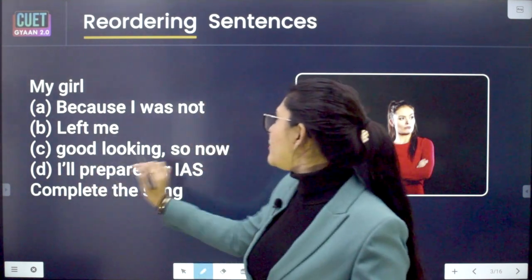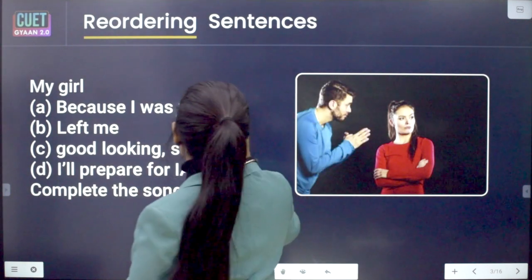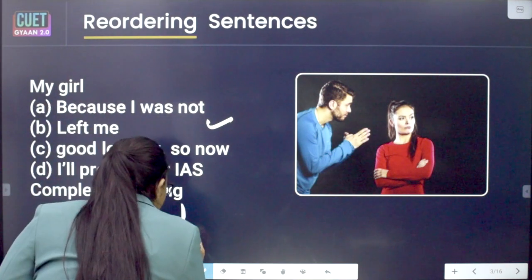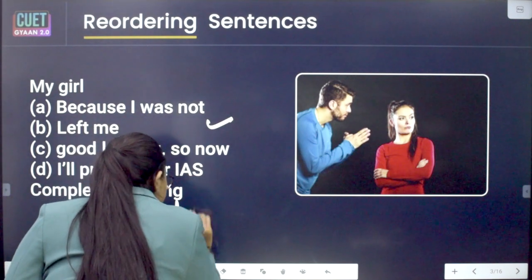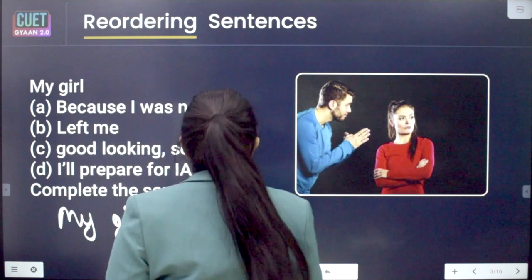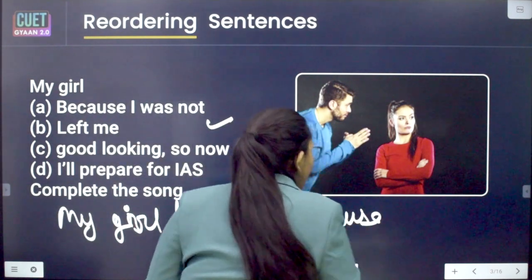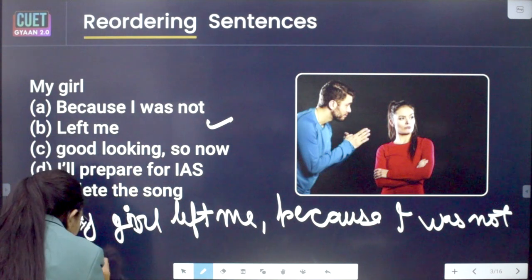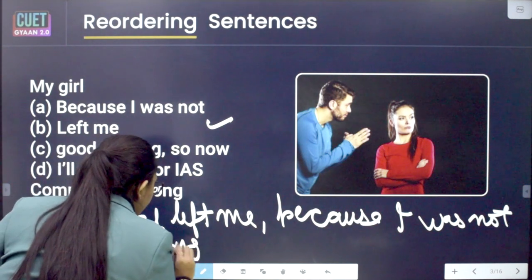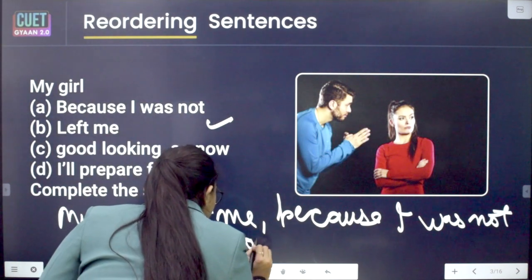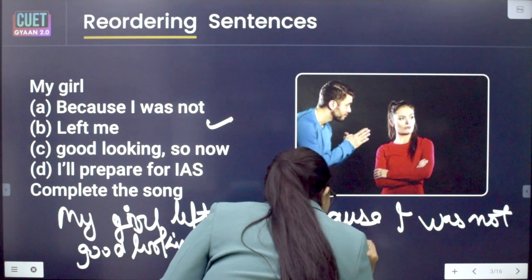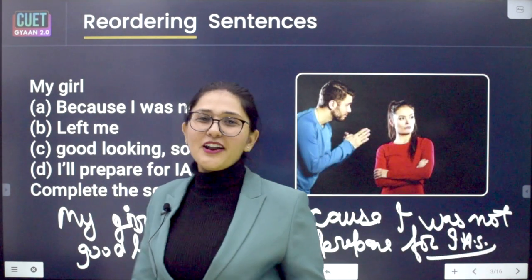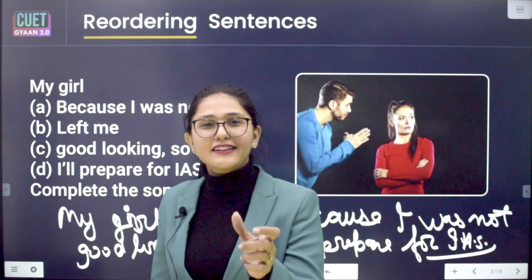So the song is, अच्छा, अगर इस एग्जाम्पल से आपको वो गाना याद आता है, सो आई होप आप इसको अरेंज बहुत आसानी से कर लेंगे. Because I was not good looking, my girl left me, so now I'll prepare for IAS. So the correct order should be: my girl left me, my girl left me because, please don't take this literally, because I was not good looking. So now I'll prepare for IAS. I know it's a little funny, but yes, it will help you understand this particular topic.